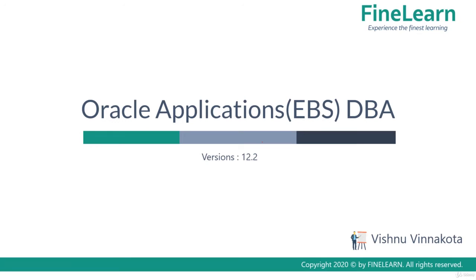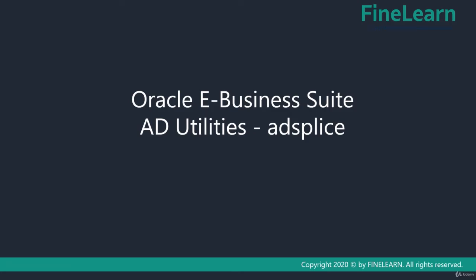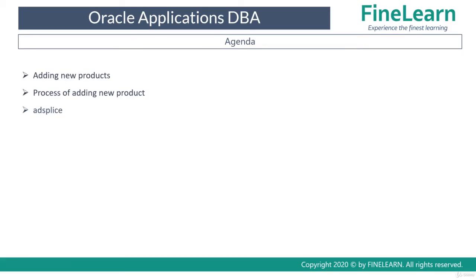Hi, in this lesson we'll be seeing about the AD utility ADSplice. ADSplice is also basically called ADSplicer, and the main purpose of this is to add new products. It can be Oracle products which are not yet present in Oracle Business Suite, or it can be used to add custom products as well.